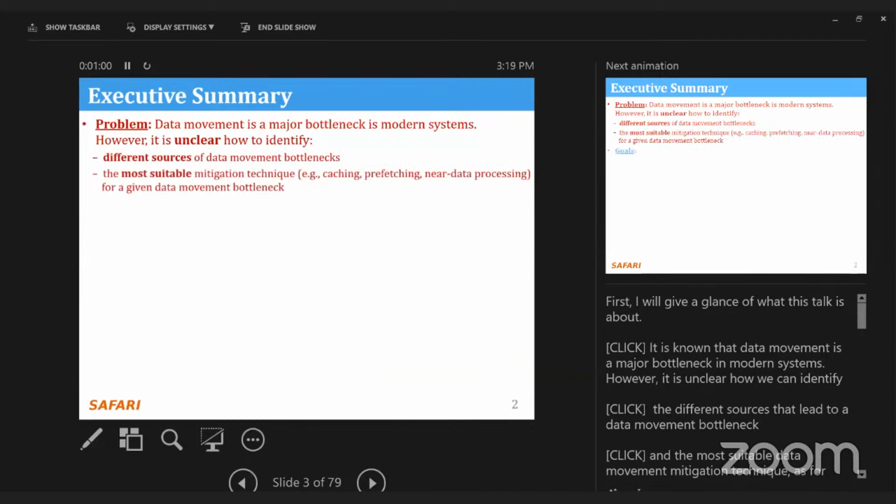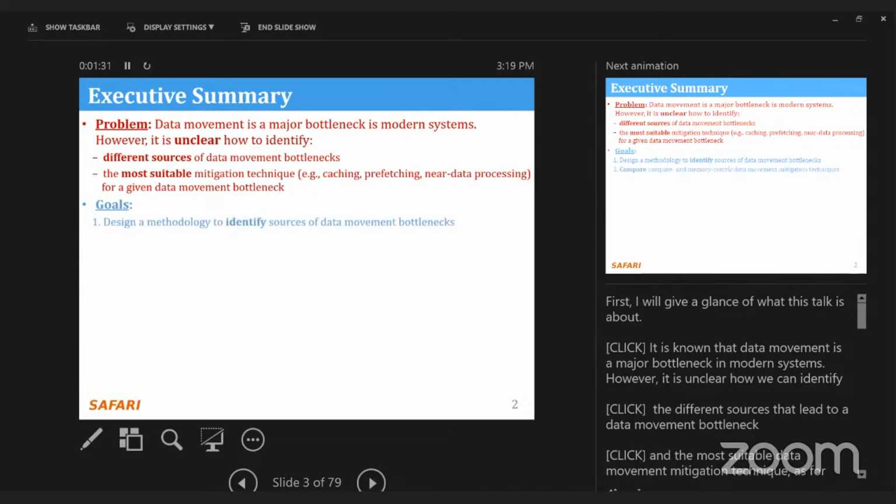So first of all, an executive summary. Data movement is a major bottleneck in modern systems, as you know, but there are different sources of data movement bottlenecks, and there may be more or less suitable data movement mitigation techniques. Traditional ones are caching or prefetching. As you know, these days we start using near data processing as well to alleviate these data movement bottlenecks. But we want to understand what's the best of these choices for the specific data movement bottleneck that we may have in one particular workload.